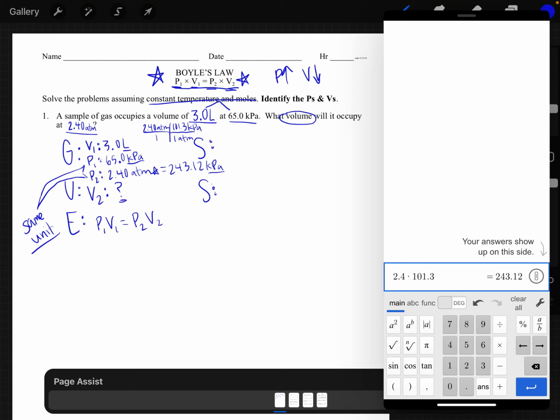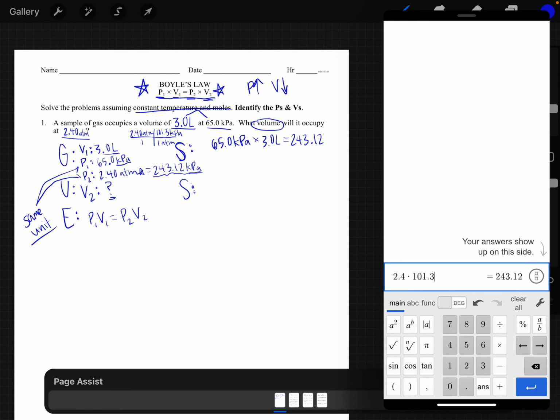So now, I have kilopascals and kilopascals. I have liters here, which means I'm probably going to be looking for liters there. I have an equation that I chose, so now I can solve. So I first substitute into the equation right here. If it's P1 times V1, I'm going to go find my P1. That's 65.0 kilopascals times my V1, which was 3 liters, is equal to my P2, which we decided was 243.12 kPa, times my volume, which I didn't know.